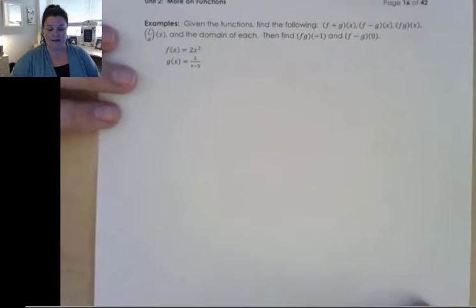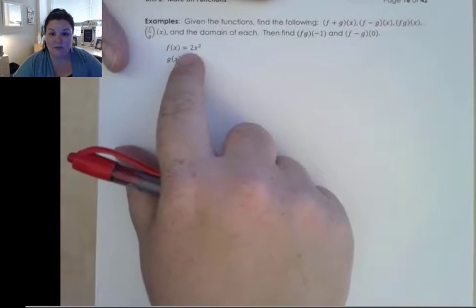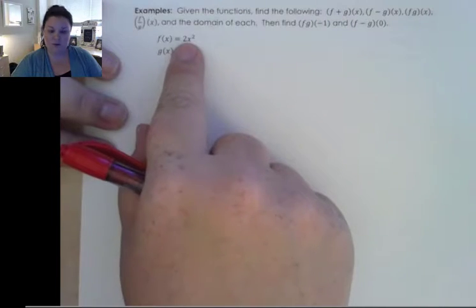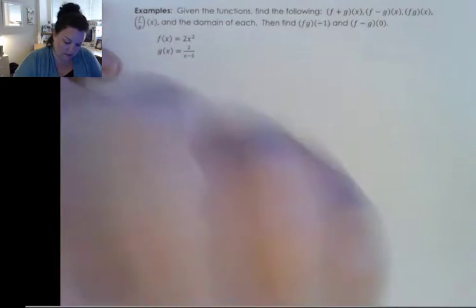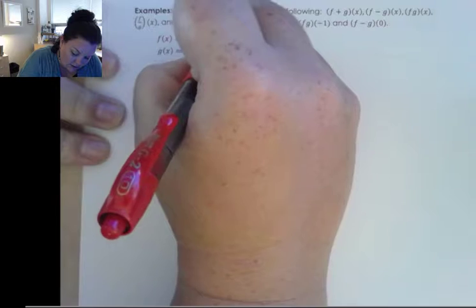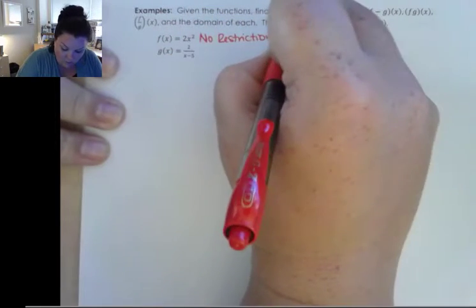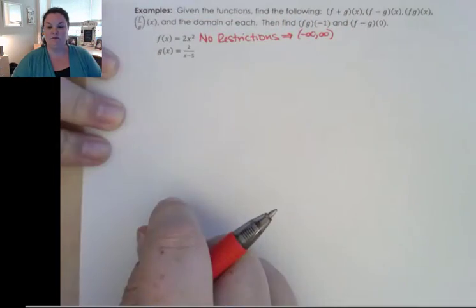exact same thing, okay? All right, so starting off, we want to make sure that we find our domain restrictions on each individual function first. So the first one, the f function, notice I don't have any denominators and I don't have any even root radicals. So this one has no restrictions, which means that its domain is all real numbers, negative infinity to infinity.